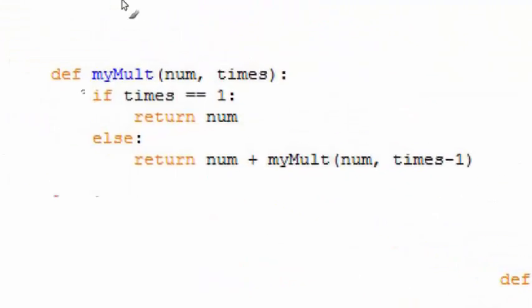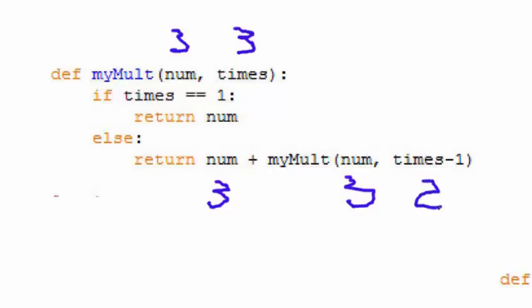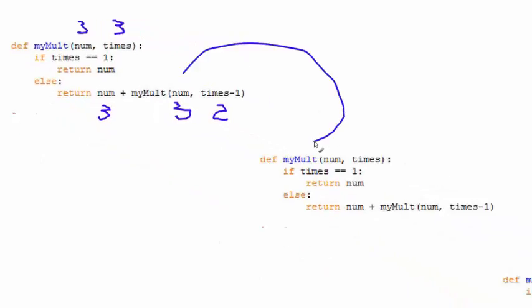So what happens when I come in here? Num is a 3. Oh, hopefully I can draw this well. And times is a 3. Is times equal to 1? No. So return num, which is 3, plus my mult num, which is 3, times minus 1. What's times? 3. So minus 1 is 2. Okay? So what is this operation right here? That's right down here. We got a fresh copy. Okay?